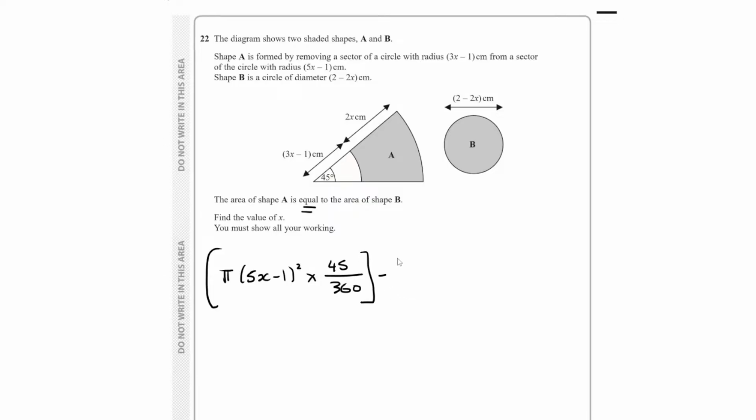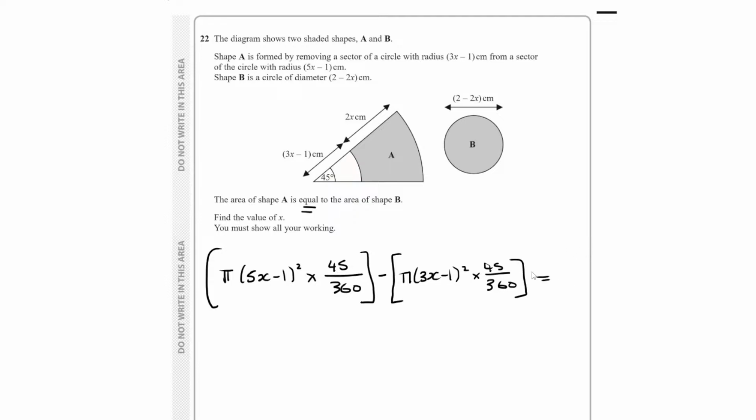And then you minus the smaller one, which is exactly the same, but obviously the radius is now 3x minus 1. 3x minus 1, don't forget to square it, times by the same. They both have the same angle, don't they? So that's the left-hand side of your equation.